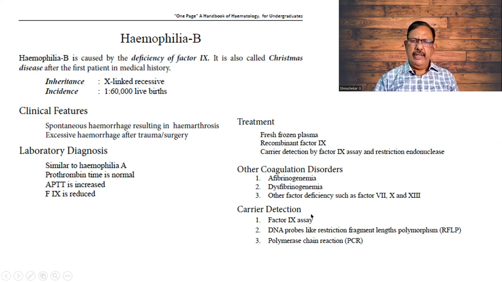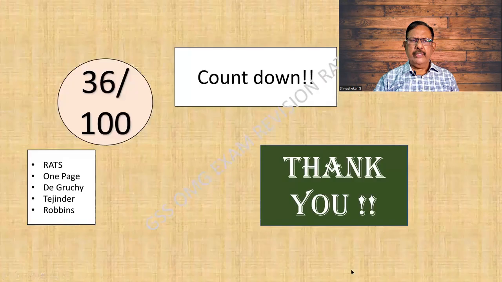And the carriers can be detected by means of the factor IX assay. DNA probe, RFLP I mentioned, and polymerase chain reaction. This is complete of hemophilia B, a university question. That brings us to the end of class 36.